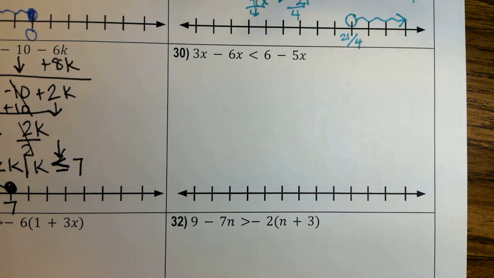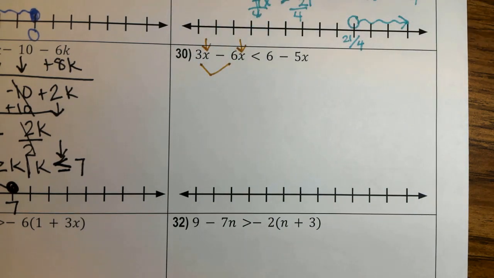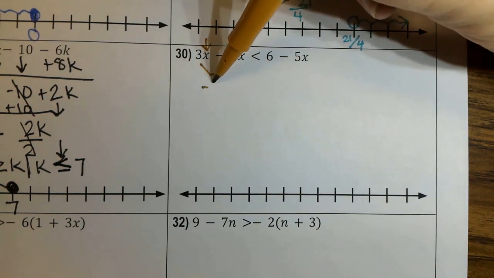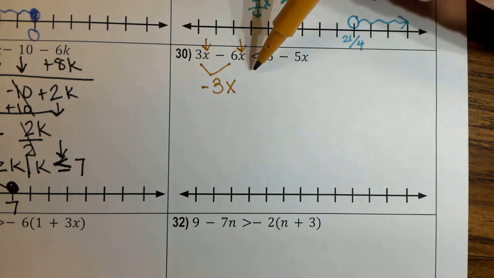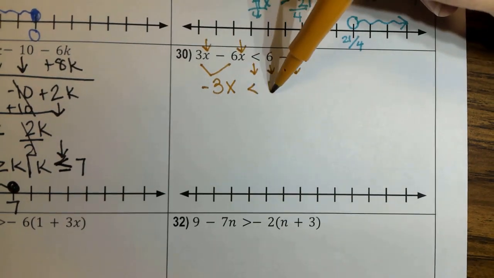Okay, so this is like 27, right? I have two x's on the same side. So I would need to combine like terms. So I have 3 minus 6 gives me negative 3x. My sign, my number, and this x did not change. I bring all that down.